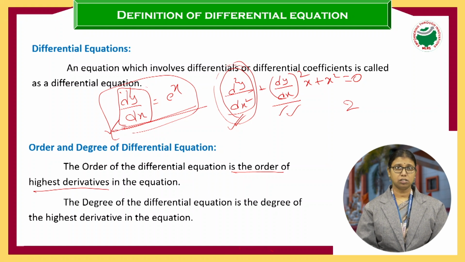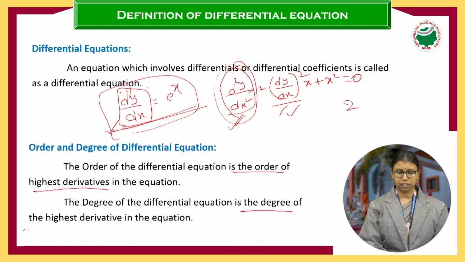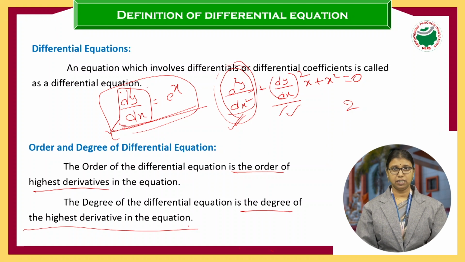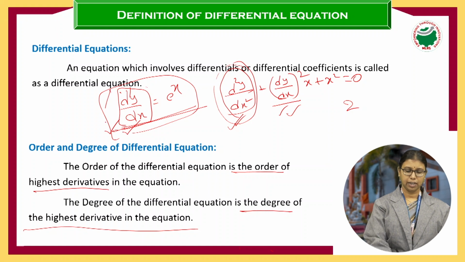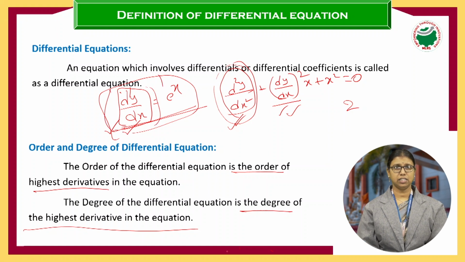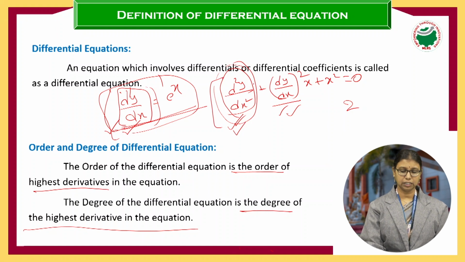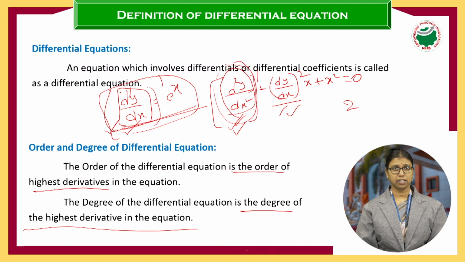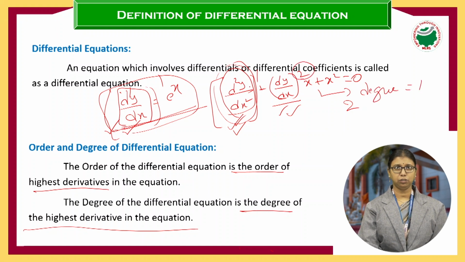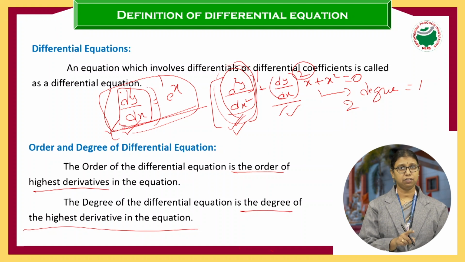Similarly, we can define degree also. Degree means the degree of the highest derivative in the equation. For degree, you have to focus on the degree of the highest derivative. Here the highest derivative is first order and its degree is clearly 1, so the degree of this differential equation is 1. In this case, the highest derivative is second order, and for the second order differential coefficient the degree is 1. So the degree of this differential equation is 1. Even though I have degree 2 elsewhere, we focus on the degree of the highest differential coefficient only. That is the degree of the differential equation.